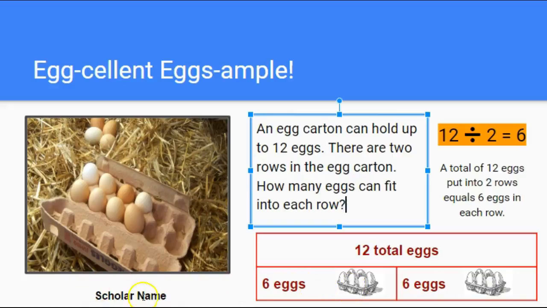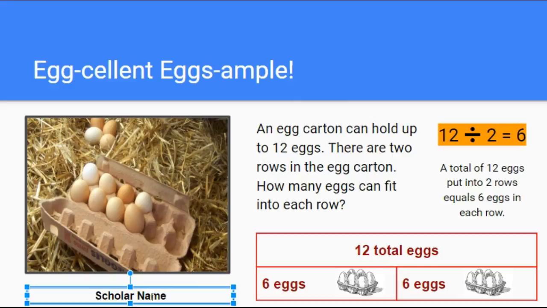All right, another place for our scholar name, just in case I wanted to add my name right there. I could erase this and put my name right here. But for now, I'm going to leave it as scholar name, so you can put your name right there. Okay, so that is my complete example.